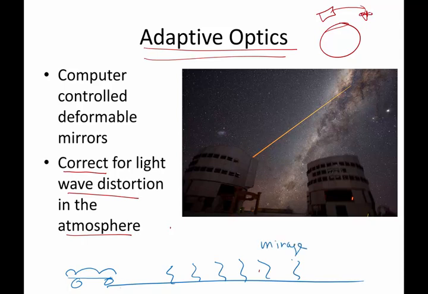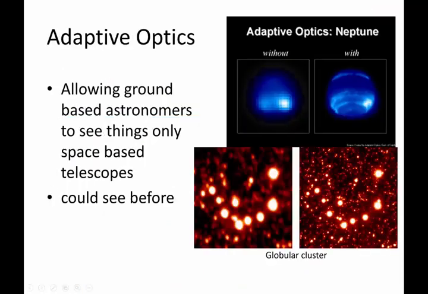Now, if an astronomer is on the ground and they're trying to look at a star out in space, there is heat that comes from the Earth that is going to cause the air to wiggle or vibrate. Adaptive optics can be used to fix that, and it uses computer-controlled deformable mirrors. With adaptive optics, we have ground-based images unlike anything we've ever had before.